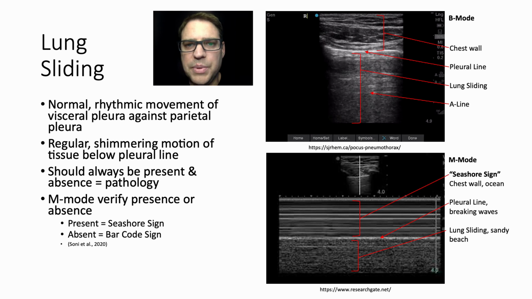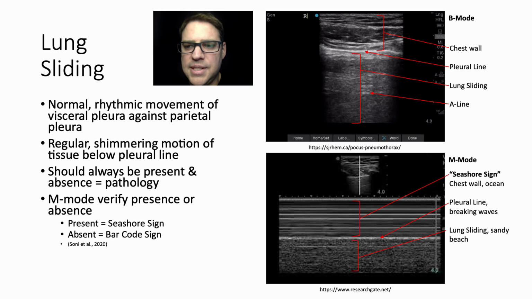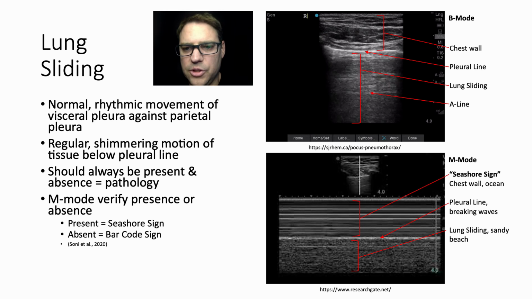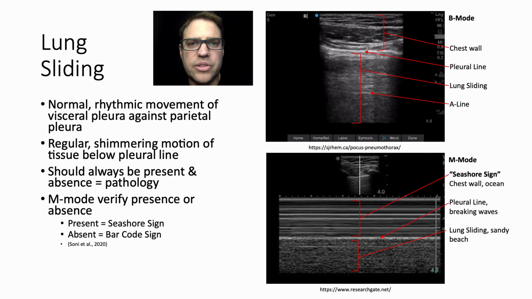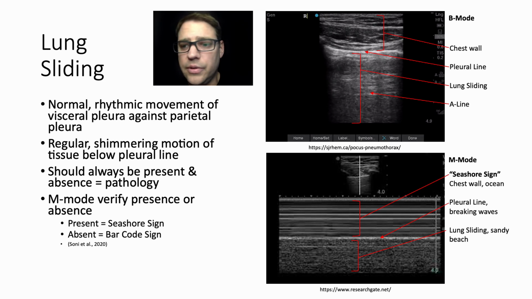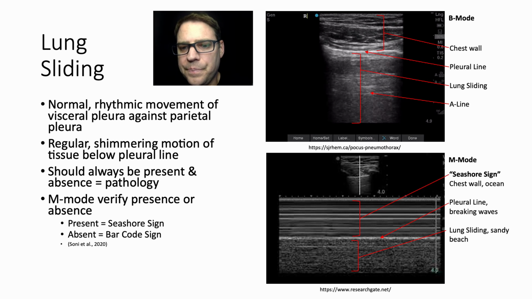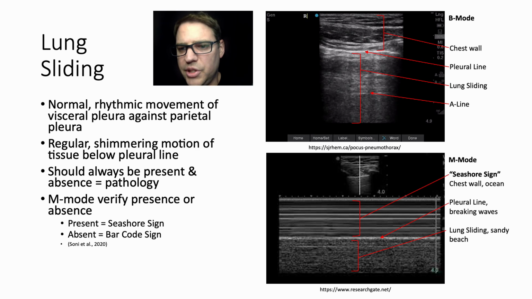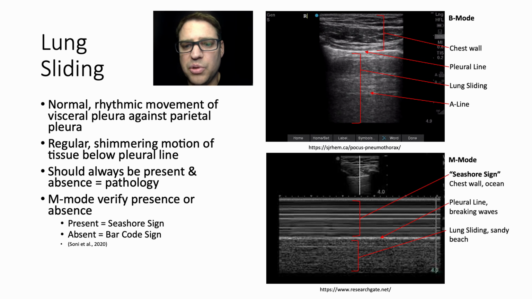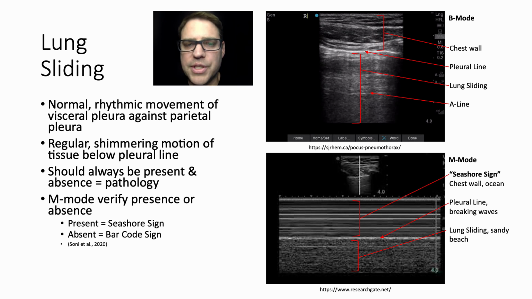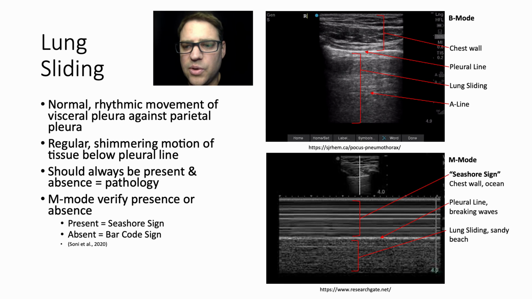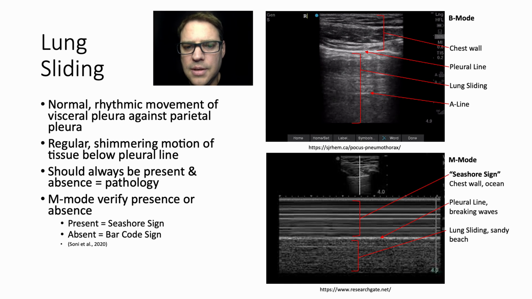Lung sliding should always be present, and its absence indicates some form of pathology, such as a pneumothorax. Sometimes it may be difficult to identify lung sliding, especially near the apex of the lungs, or when a patient is breathing lightly. In this case, M mode, mentioned in Module 2, can be used to capture movements of the lung tissue over time to verify the presence or absence of lung sliding.